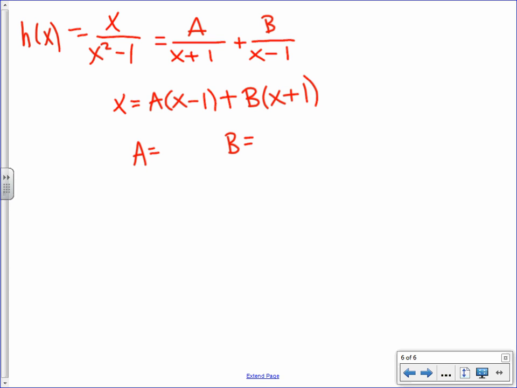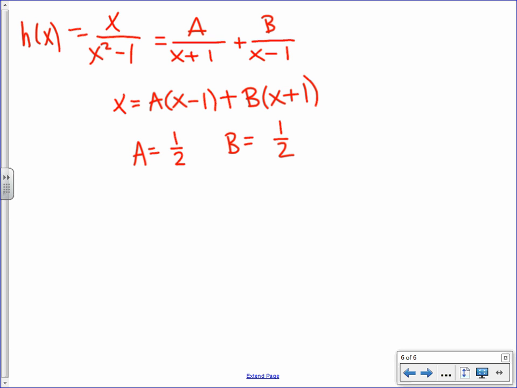And what did you get for A? 1/2. And for B? Was one of them negative? I got a positive. Those should both be positive. They should both be positive. Yes. Excellent.